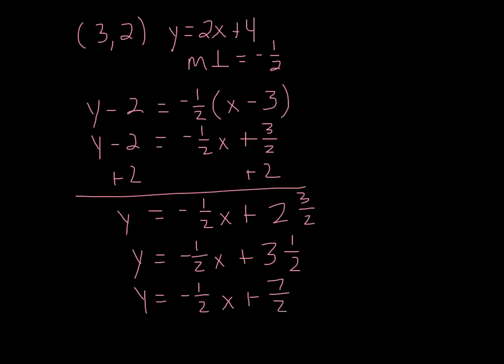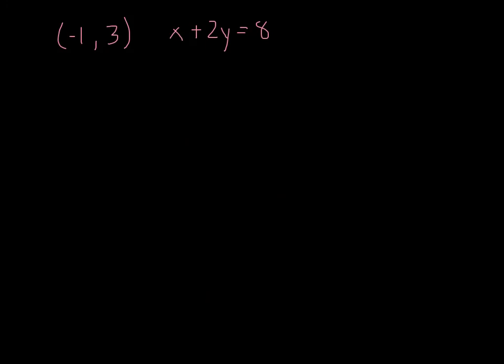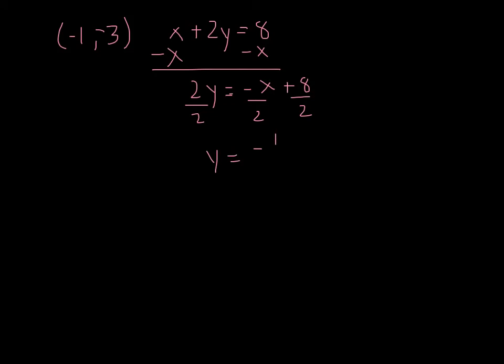Alright, and then the next one, I think it's the last bit for this part. We have (negative 1, negative 3). I wrote that one down wrong, didn't I? Negative 1, negative 3. And the equation is x plus 2y equals 8. So they're going to make us work a little harder here too, because they didn't even put this one into slope-intercept form. So we got to get rid of the x. We got 2y equals negative x plus 8. Divide by 2. We get y equals negative 1/2 x plus 4.